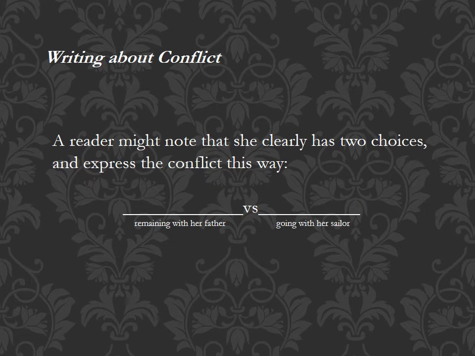A reader might note that she clearly has two choices and express the conflict this way: remaining with her father versus going with her sailor. What do you think about that answer? Well, sounds pretty good to me. First, I have two sides, right? She can't have both of these. If she stays in Dublin, she can't go with the sailor. If she goes with the sailor, she can't stay in Dublin. I'm good with that. I think that's a pretty good answer.